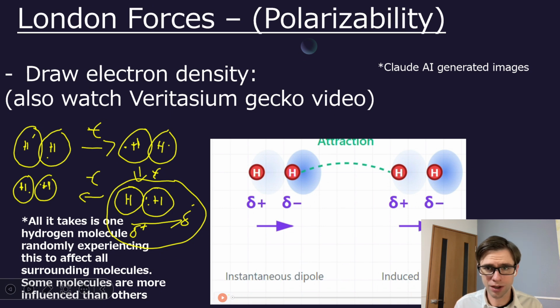And most molecules do have this little bit of freedom, but the amount of freedom, the amount of change, the amount of tolerance that electron density has based on what's in its environment, what's surrounding it, is a property that can help us tell how strong these forces will be. So all it takes is one hydrogen molecule randomly experiencing this to affect all surrounding molecules. Some molecules are more influenced than others. That's what we call their degree of polarizability that I wrote on the top of this slide.